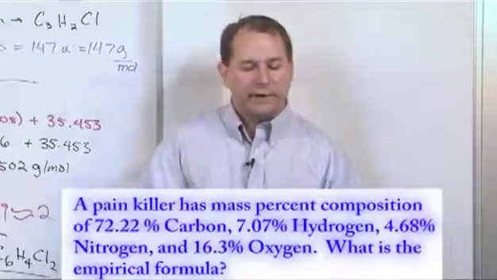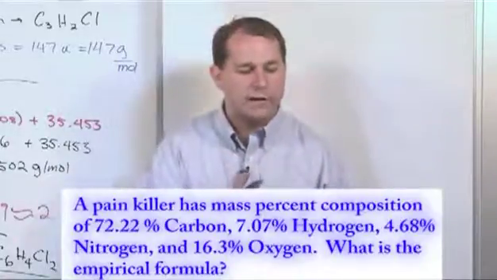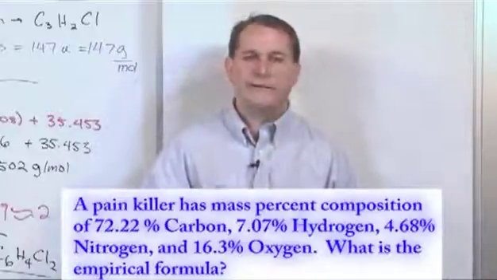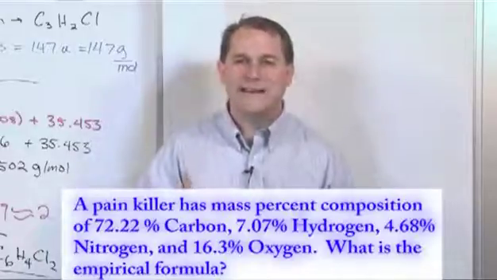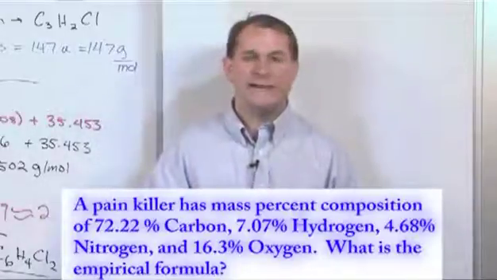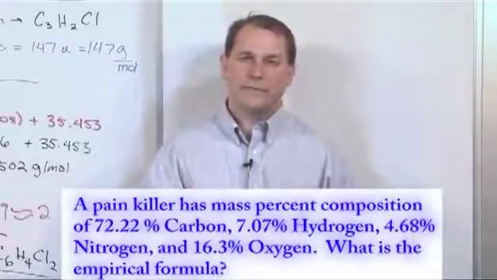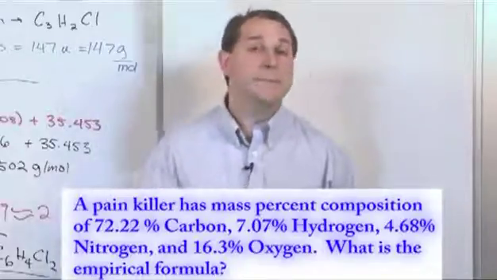So the next problem says a painkiller has a mass percent composition of the following elements. Carbon is 72.22%, hydrogen is 7.07%, nitrogen is 4.68%, and oxygen is 16.3%. Question is, what is the empirical formula? So here we're not asked for the molecular formula, we're actually asked for the empirical formula.